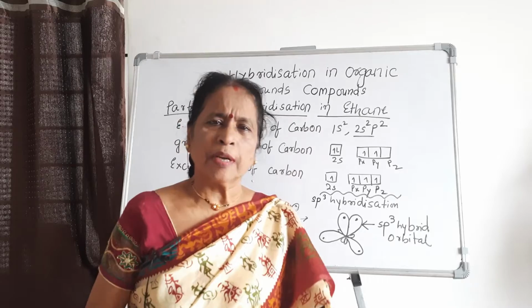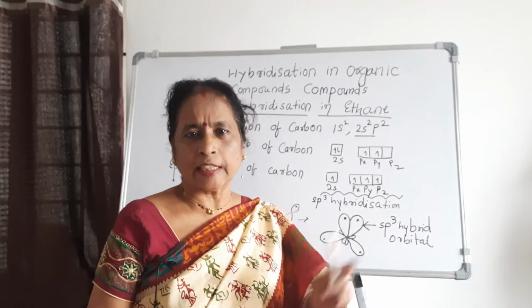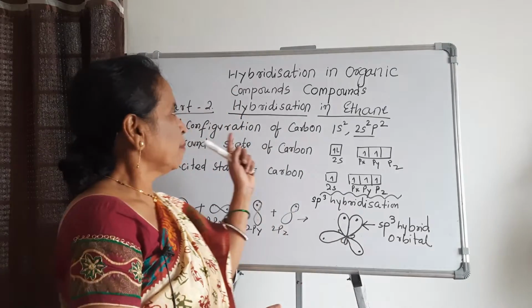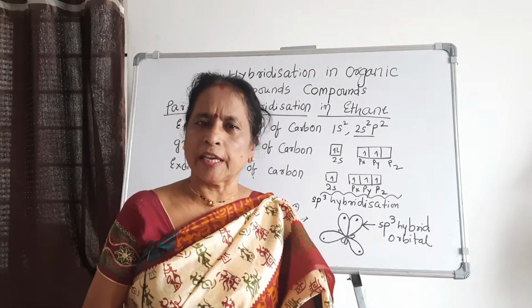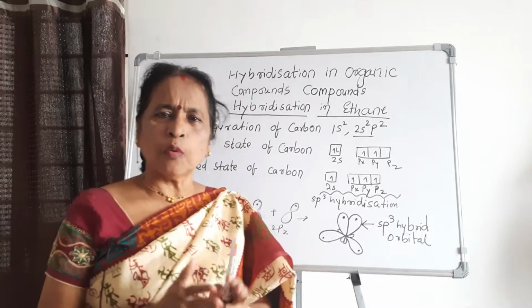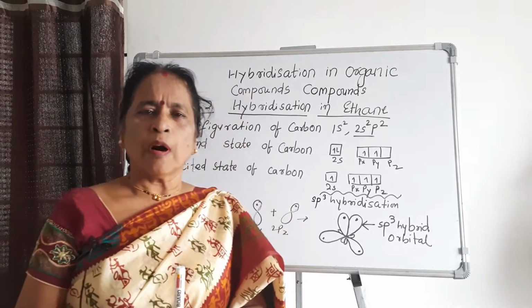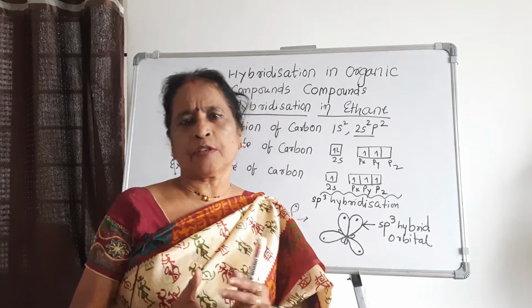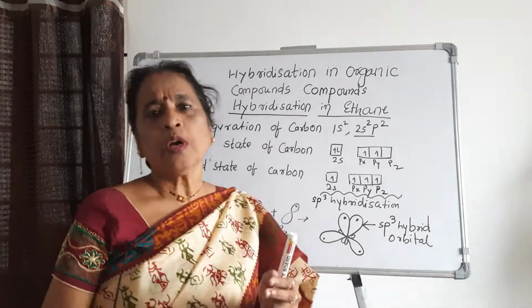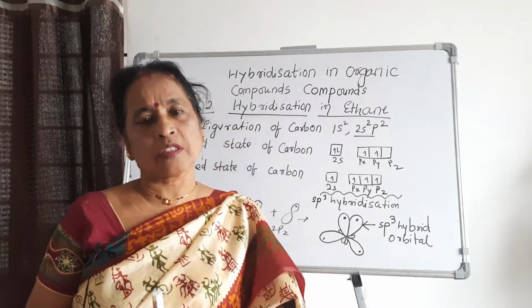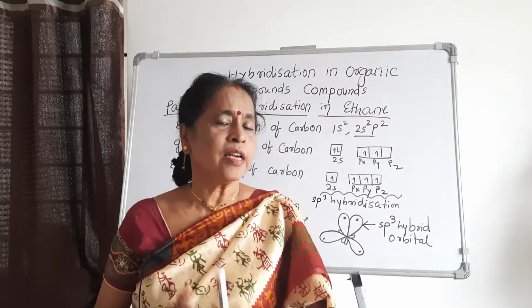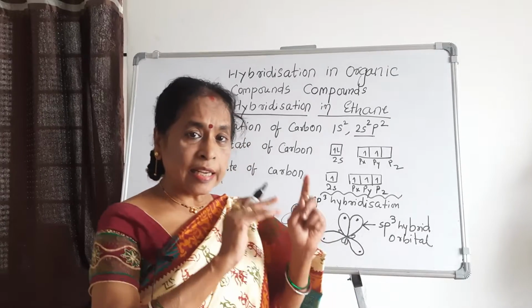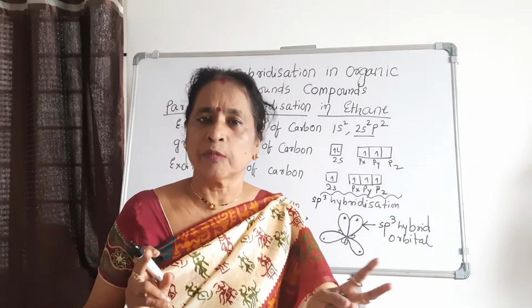It is my heartiest request that before you read hybridization in ethane, please first read the hybridization in methane, because methane and ethane are interrelated for the hybridization. In methane sp3 hybridization occurs, and in ethane also sp3 hybridization occurs. The only difference is that in methane one carbon atom is involved, whereas in ethane two carbon atoms are involved.